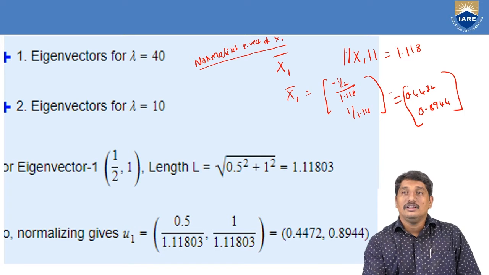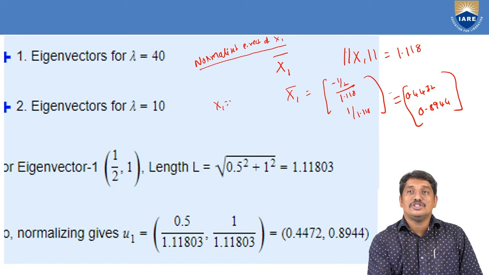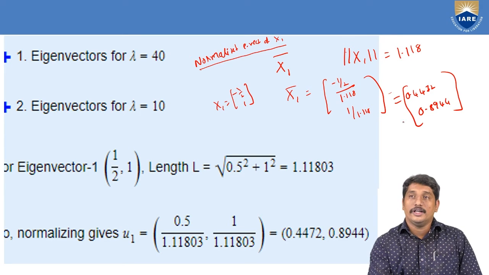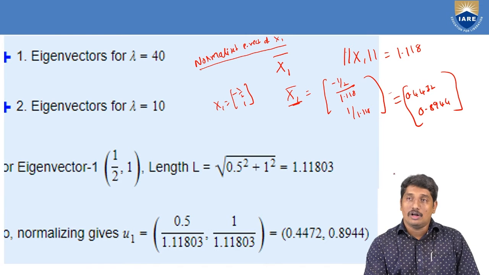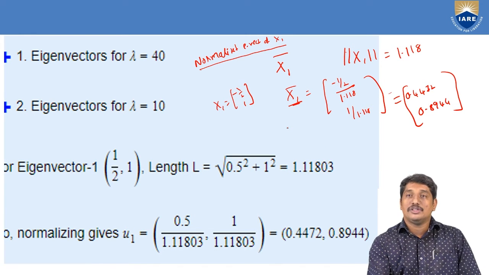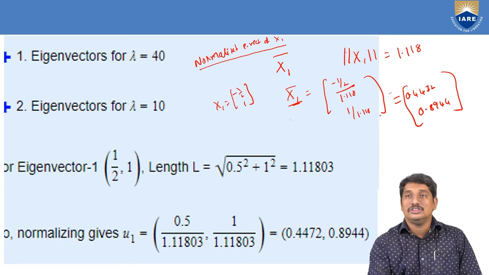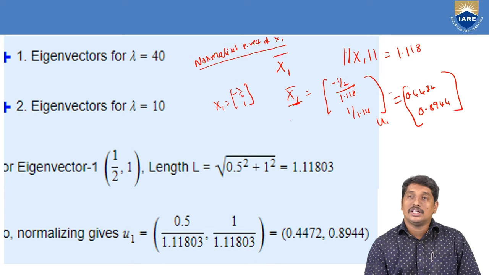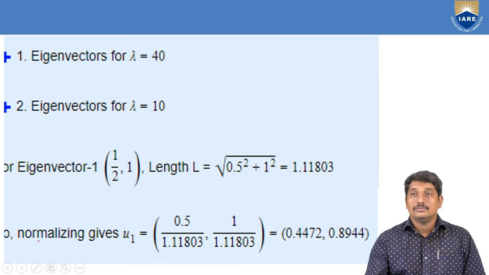You can easily observe that we are dividing every element with its norm. Initially, we have x1 is equal to minus 1 by 2, 1. So we are dividing every element with its norm: minus 1 by 2 by 1.118, 1 by 1.118. And hence we got a new vector which is called the normalized eigenvector, x1 bar. For the sake of time, we are naming it u1. So after understanding this, we are going to calculate the next eigenvector corresponding to the next eigenvalue 10. So moving to the next slide.